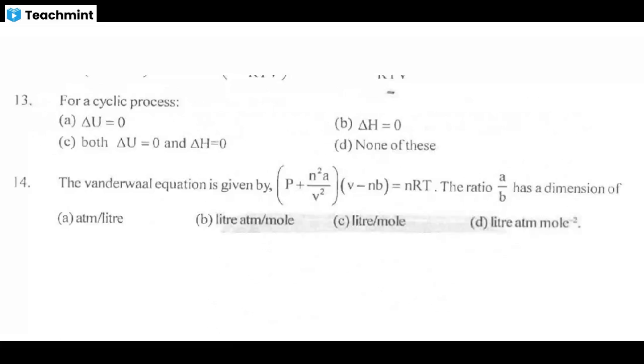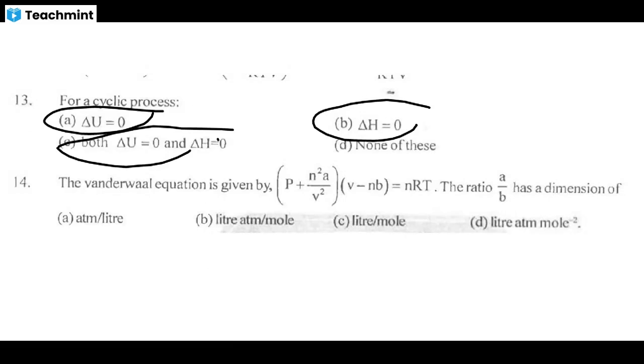For a cyclic process, delta U is zero and delta H is zero, both zero. So this is the correct answer.